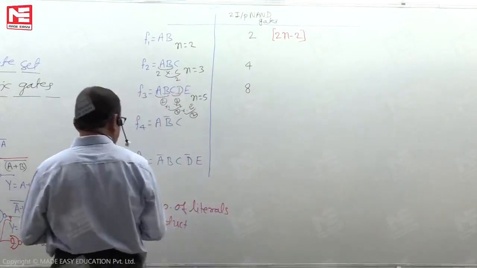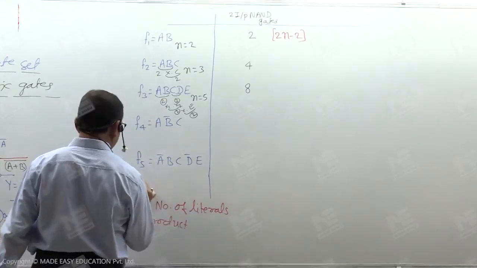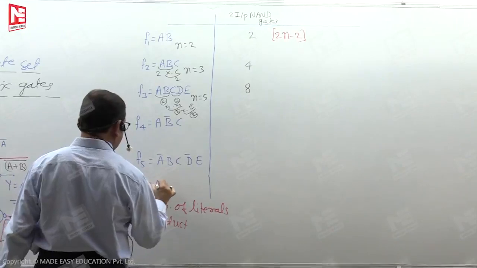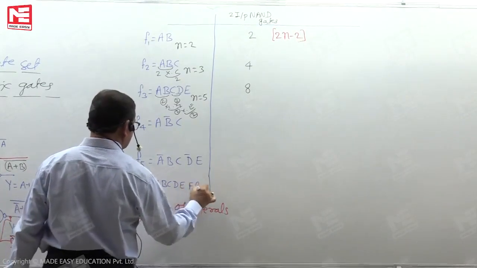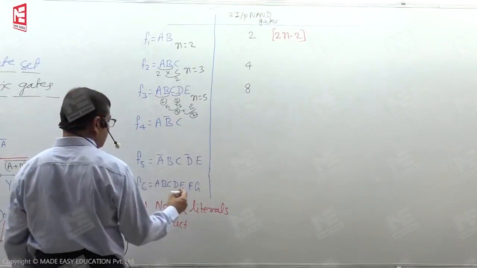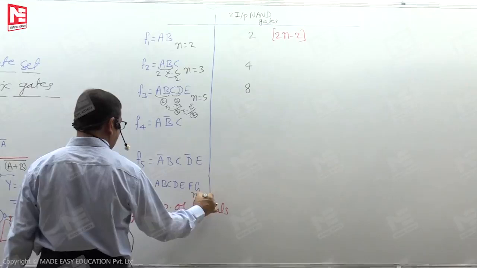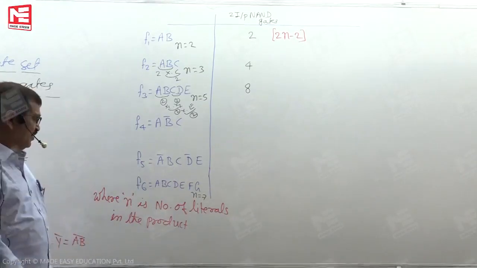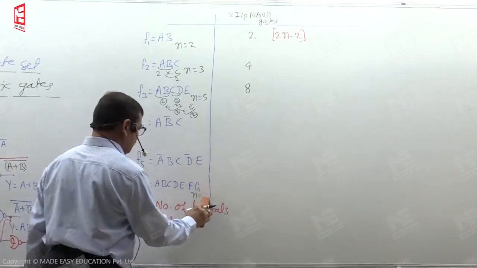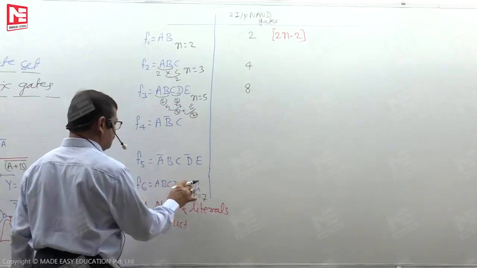Based on this, suppose I have a product F6. Consider this F6 as A, B, C, D, E, F, G. If you count here, n is 7. N is 7. Check well. If any numerical mistake is there, tell me. Rectify yourself. N is 7: 1, 2, 3, 4, 5, 6, 7.